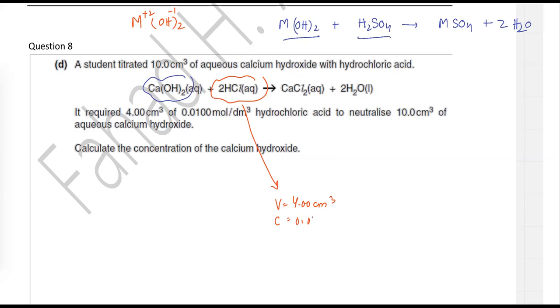0.01, 0.00 मोल पर dm cube. तो इसके मोल्स तो निकाल सकते हैं हम n = c × v करके, तो कितने मोल्स आ रहे हैं HCl के? कंसंट्रेशन टाइम्स वॉल्यूम, वॉल्यूम would be divided by 1000. कितने मोल्स आए?